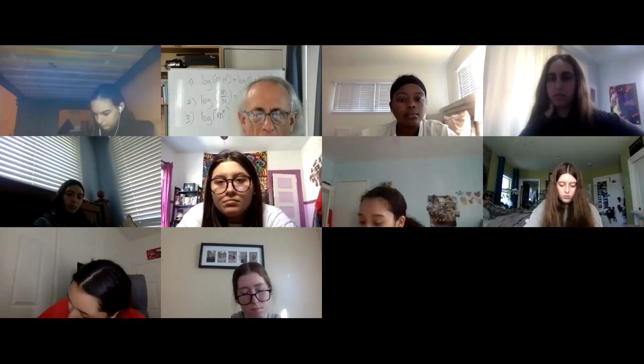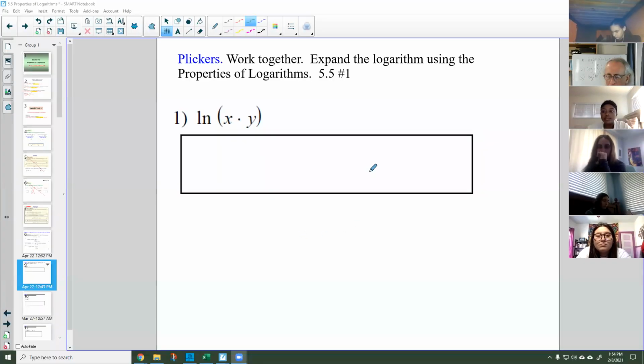Properties, that's share. Okay, so this is a logarithm. Does anybody remember what we call this, ln? Anybody remember what we call it?